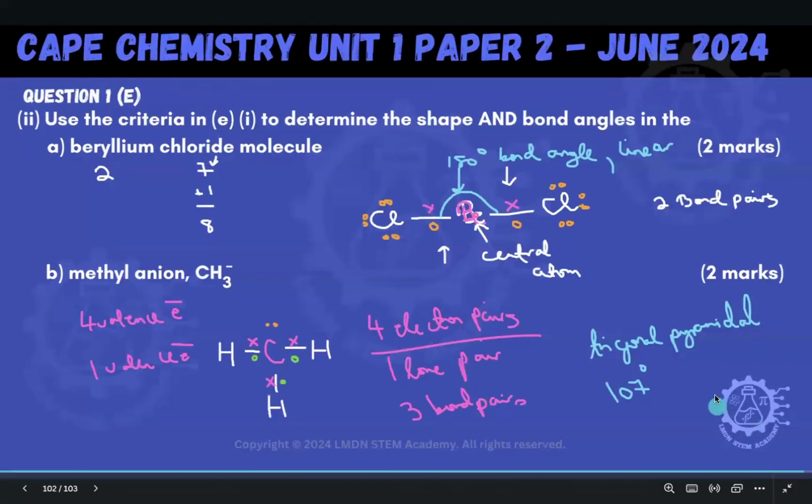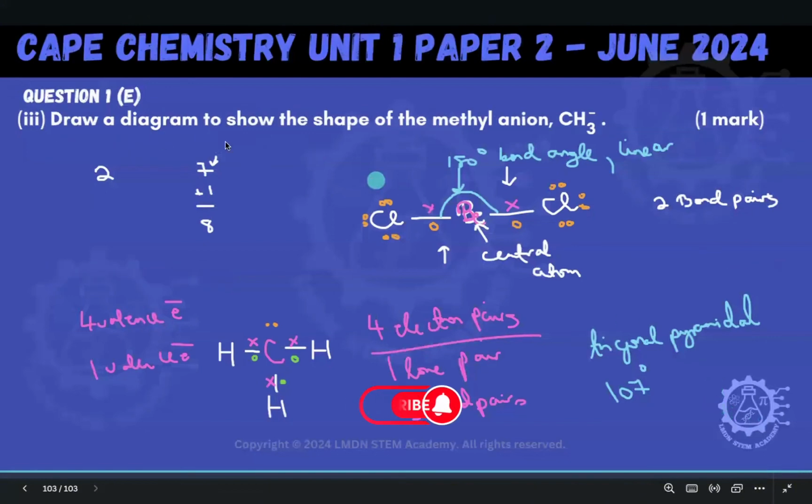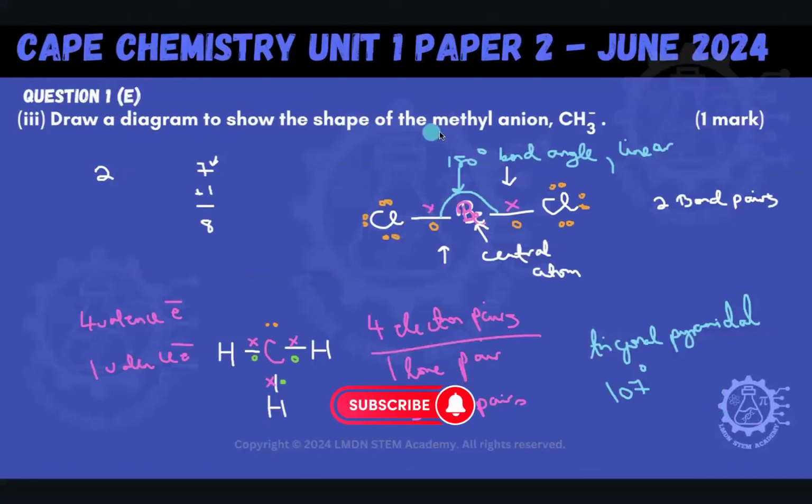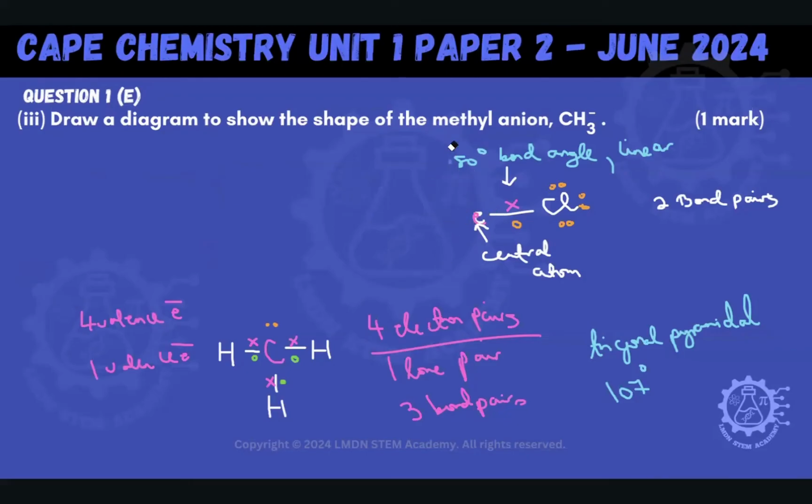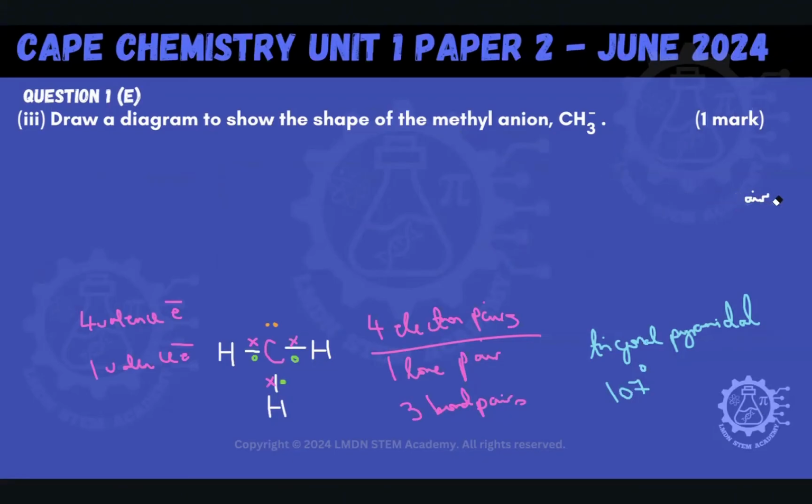I'm going to move on to the next question. It says that we are to draw a diagram to show the shape of the methyl anion. So I'm going to just take off the beryllium stuff and keep what we have there for the methyl anion, since we're going to have to draw the shape. It's just 1 mark, just a little extension of what we did previously. Just 1 mark, but we have to show the shape.